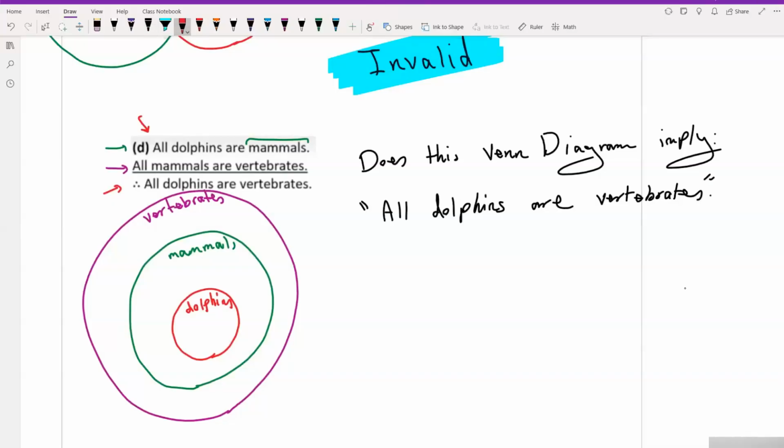Our answer for this one was yes, because all members that we have inside dolphins are inside vertebrates. So this one is valid.